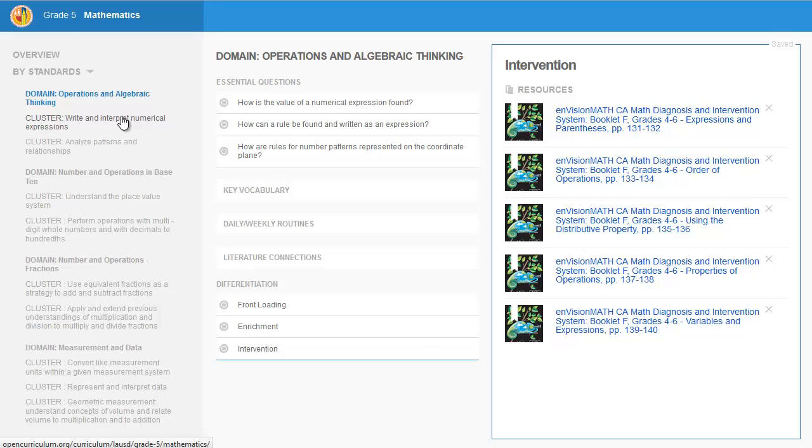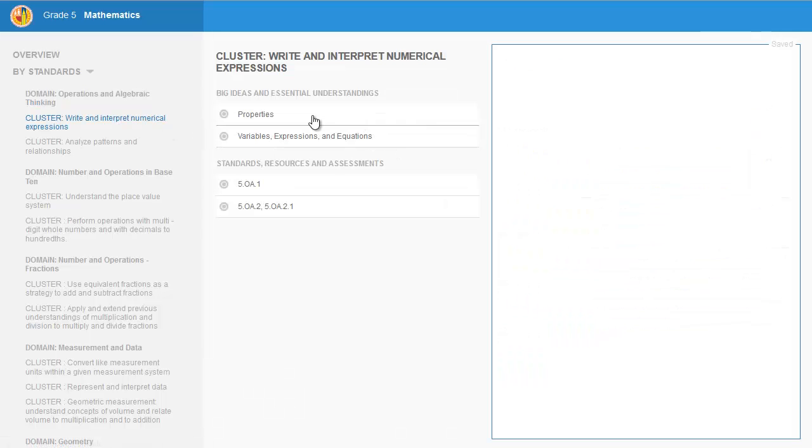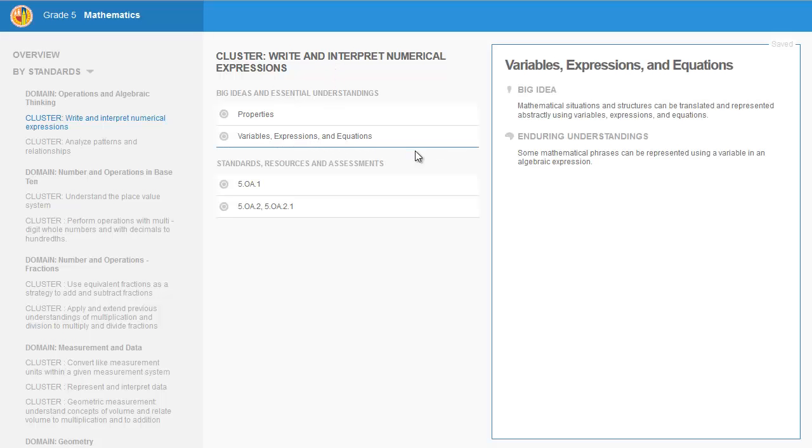Let's look at the clusters, because that's where things get interesting. We have the clusters, big ideas, and essential understandings. Say this is a cluster on write and interpret numerical expressions, let's look at variables, expressions, and equations. We have the big idea and enduring understandings within this cluster. But then we have the specific standards associated with the cluster.